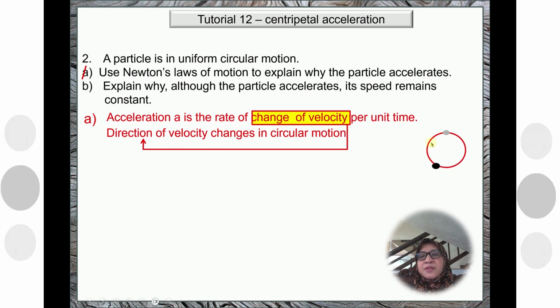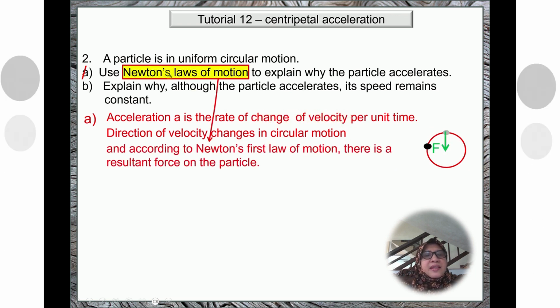You can see from the animation here that the direction always changes every time it moves from one point to another along the circular motion. Next step, we are going to use Newton's laws of motion. We can use Newton's first law. We state, according to Newton's first law, there is a resultant force on the particle.